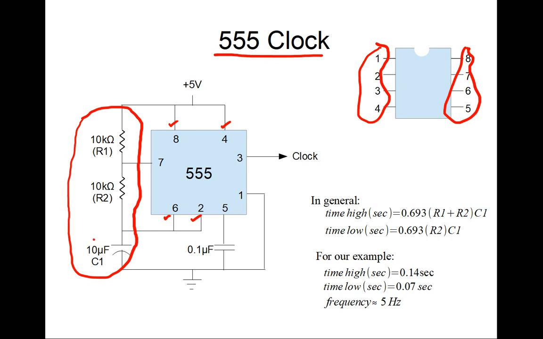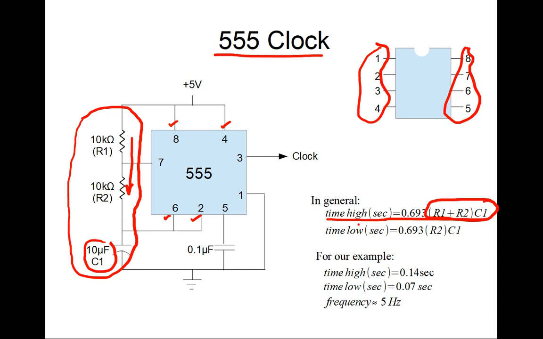You pick the values of the resistors and the capacitor, so it gives you the amount of time in the high state. We use this formula: the number of seconds in the high state is equal to about 0.7 times the sum of the 2 resistors times C1. This is a time constant, because we're going to be charging this capacitor C1, this capacitor over here, through these 2 resistors.